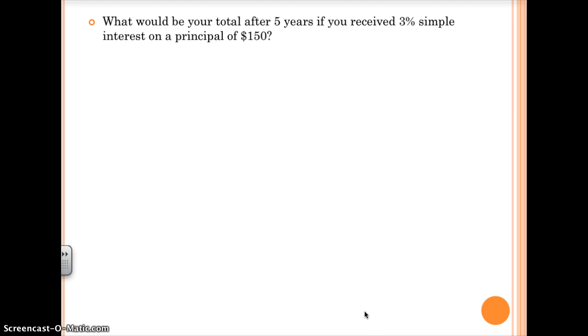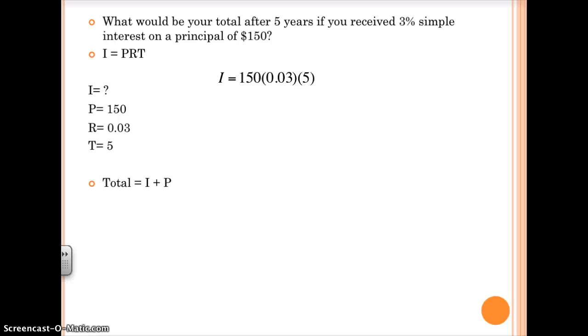Let's do one final comparison. What if we did this with simple interest? What would our total be after 5 years if we received 3% simple interest on a principal of $150? So remember, that is I = PRT. We're looking for these things. I, we do not know. P is 150. R is 3% or 0.03. T is 5. To get the total when we're done, we'll need to add the interest to the principal. So we multiply 150 times 0.03 times 5. We get $22.50 in interest. Add that to 150, and we have $172.50 total.